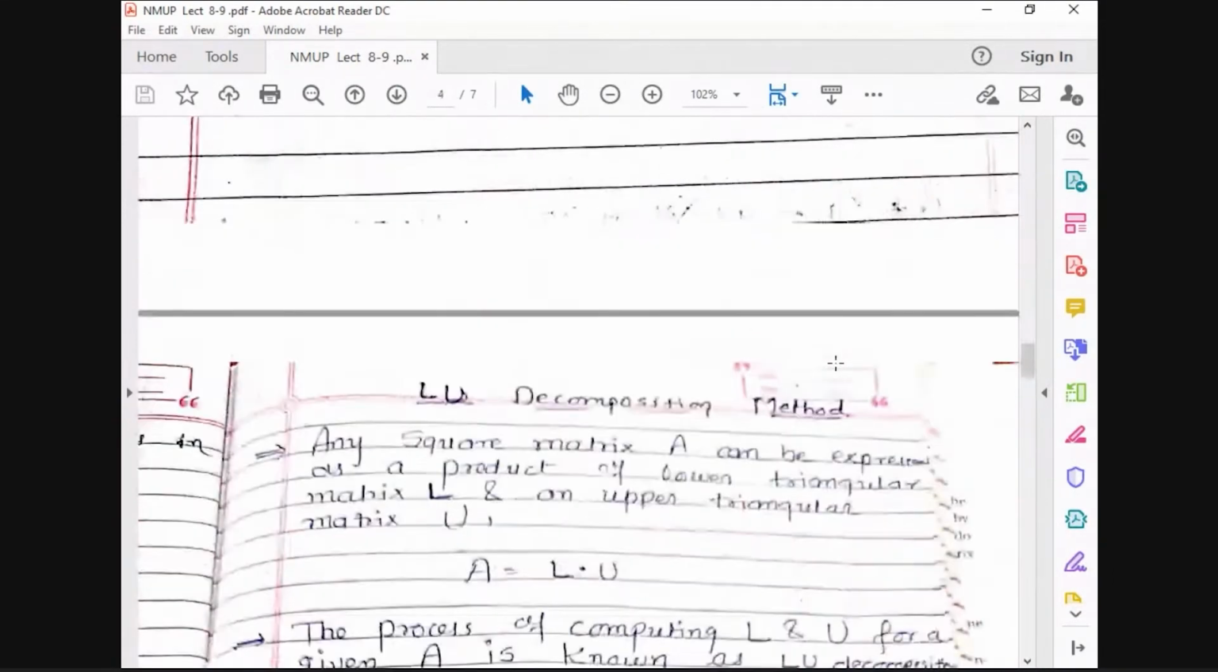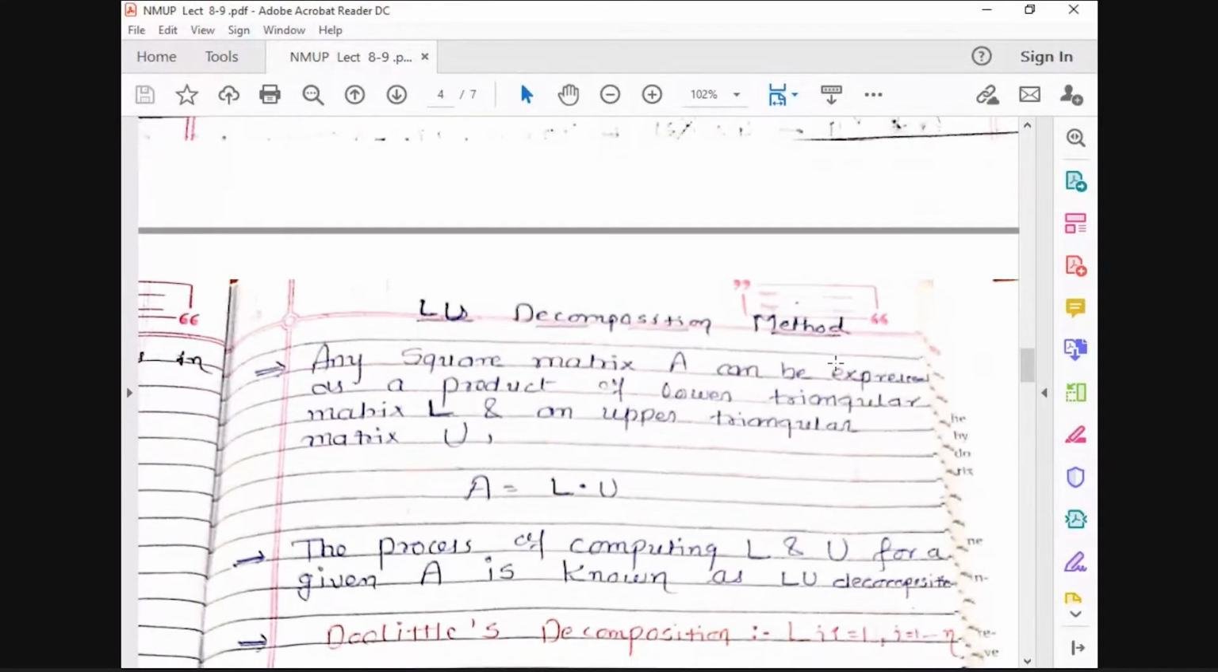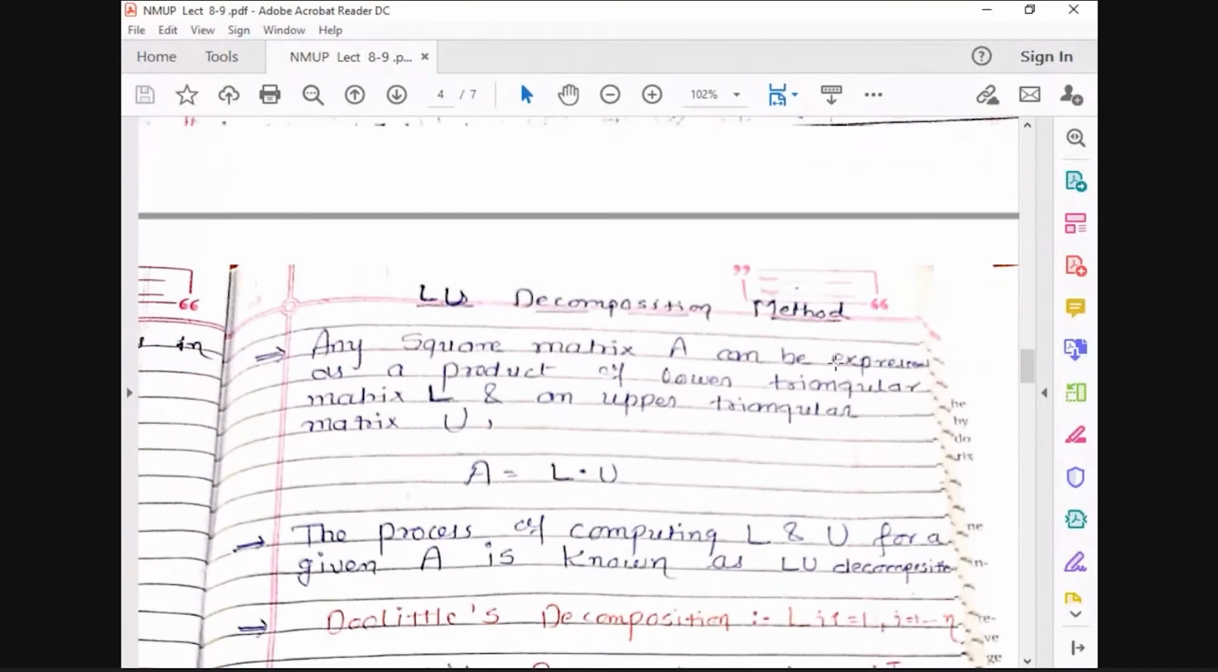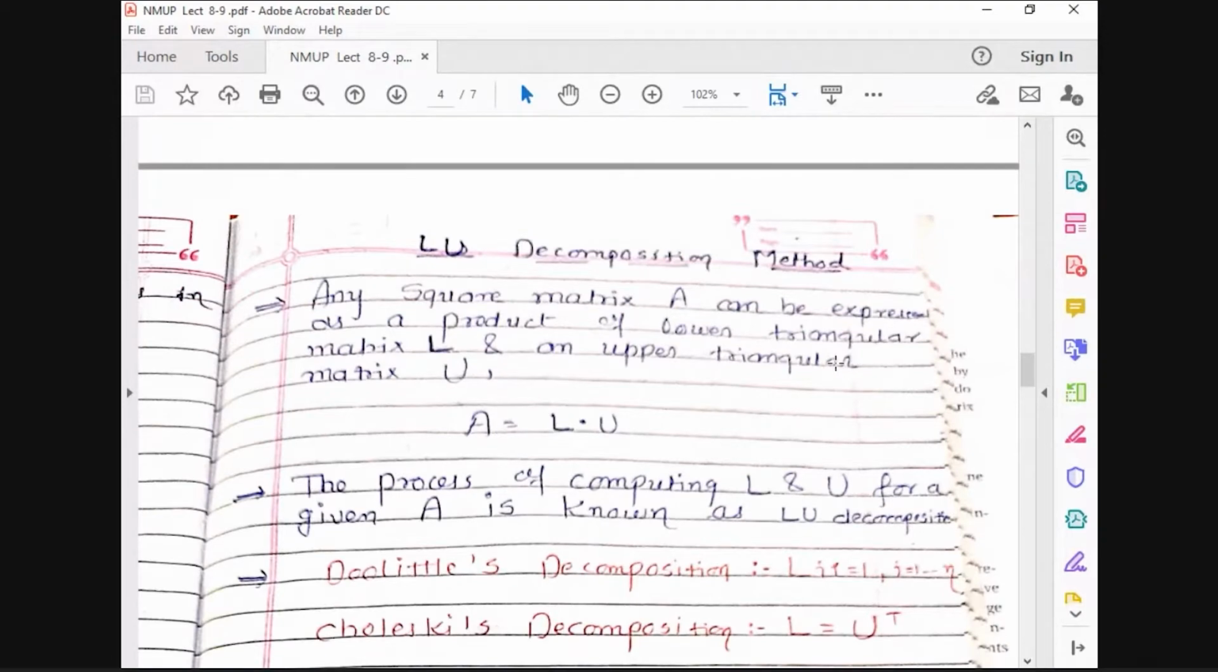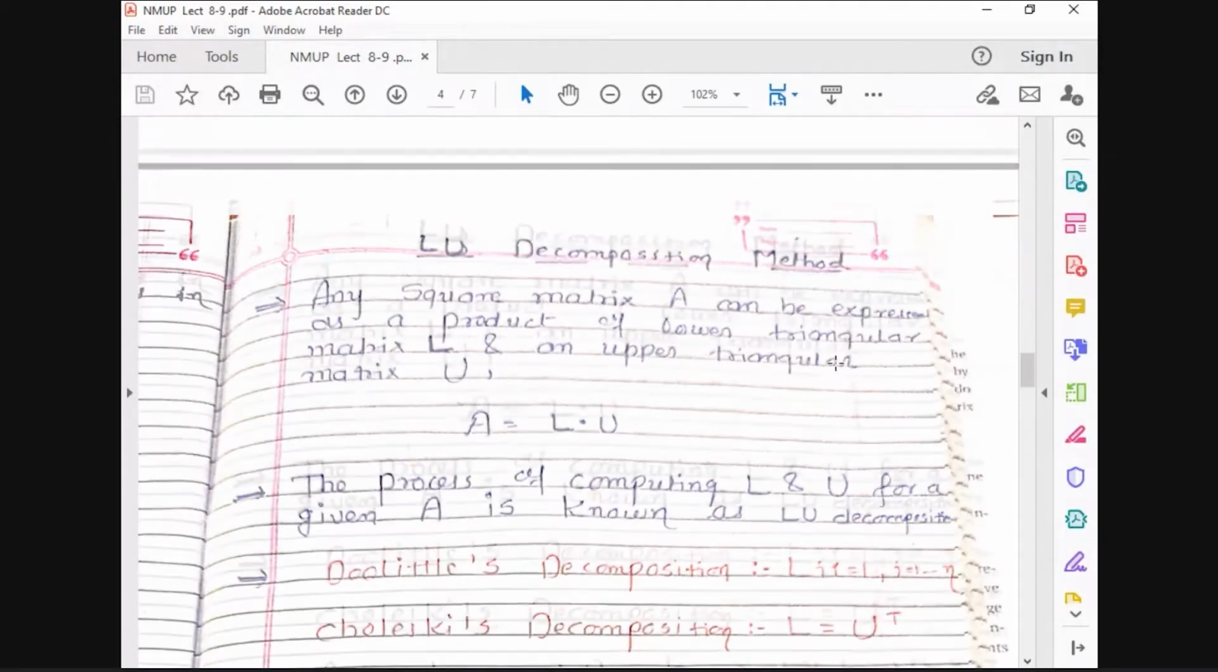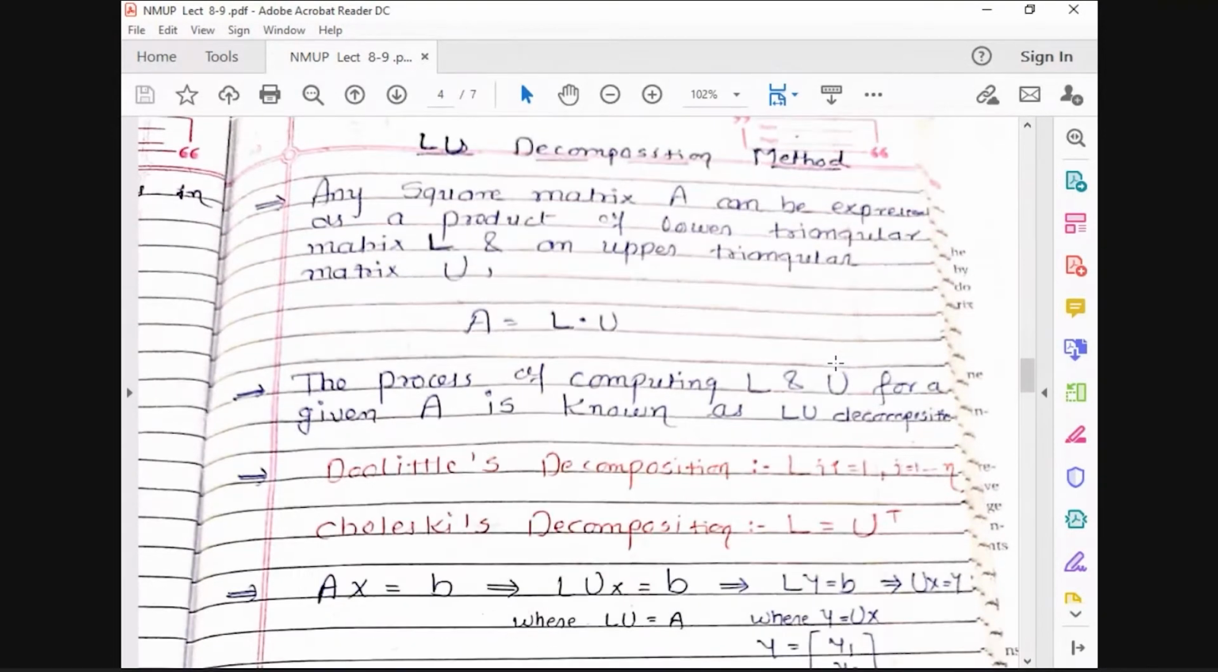Now today, we'll start with the next direct method, which is called the lower upper decomposition method. Fine. So over here, what are we doing? If any square matrix is available with you, it can be expressed as a product of a lower triangular matrix L and an upper triangular matrix U. So A is equal to L into U.